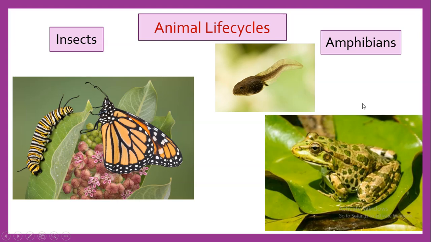Insects and amphibians change forms during their life cycles. They change form. So their babies or their offspring don't look like their parents.